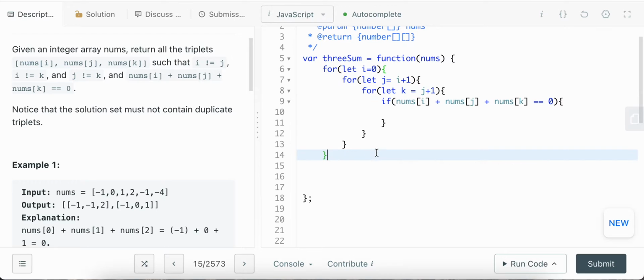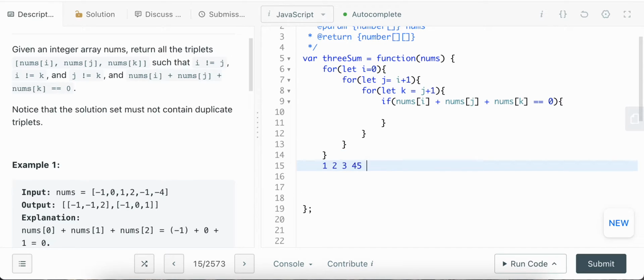Okay, what if I have all of them as positive? Think about it. Can the sum of any three triplets from the array, where all the numbers are positive, be equal to 0? No, because I know each and every number is greater than 0. The sum of any three numbers will always be greater than 0.